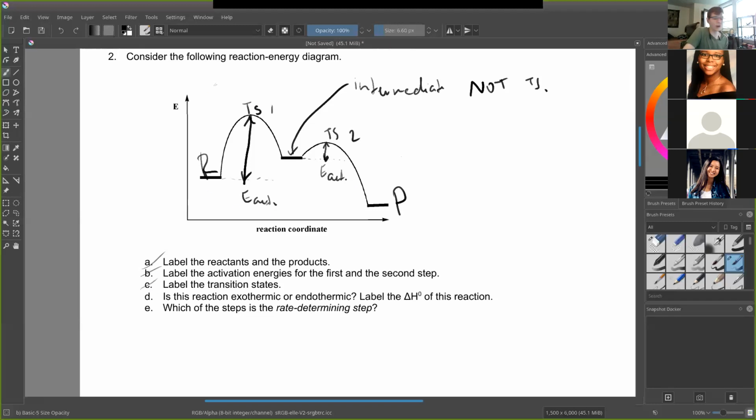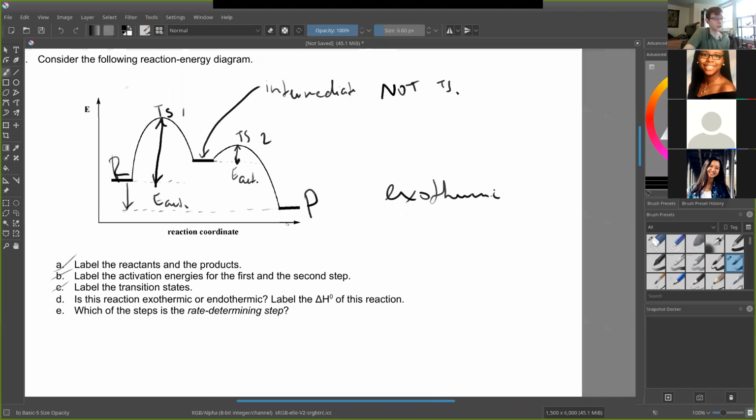Okay, overall reaction, is it exo or endothermic? Anyone? Exothermic. Exo, yeah. So this is exothermic because it goes down in energy, right? Which is to say that energy has to go somewhere else, meaning it comes off as heat. Okay.